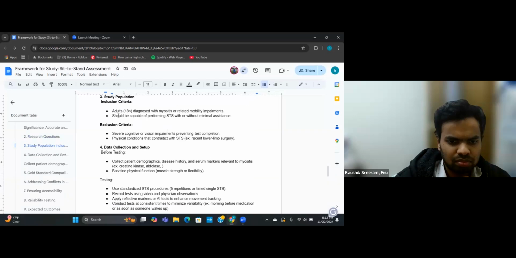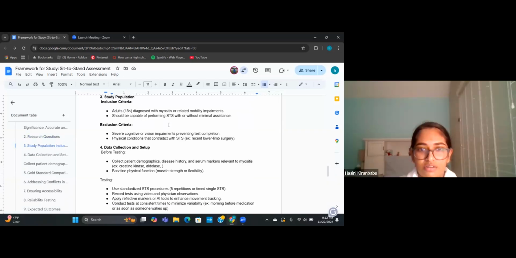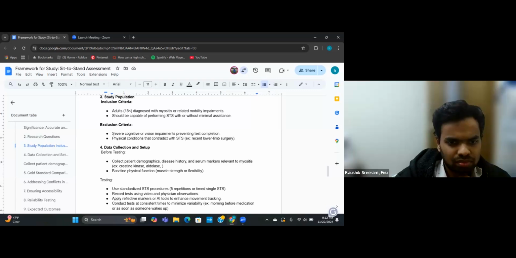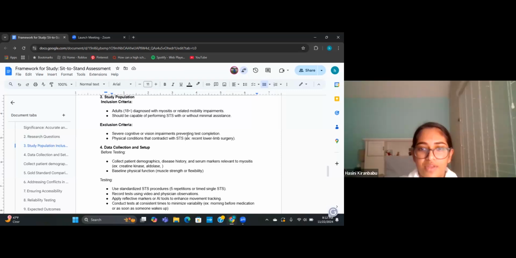So inclusion criteria, I don't know, maybe adults 18 or above diagnosed with myositis or related mobility impairments, and they should be capable of performing sit to stand with or without minimal assistance. And then exclusion criteria: severe cognitive or vision impairments preventing testing completion, or physical conditions that contradict with STS, such as a recent surgery. That's obviously going to affect the data because if you had surgery, you might not be able to stand up all the way.